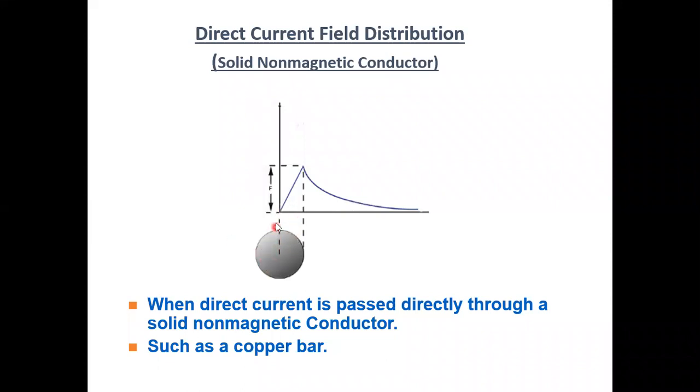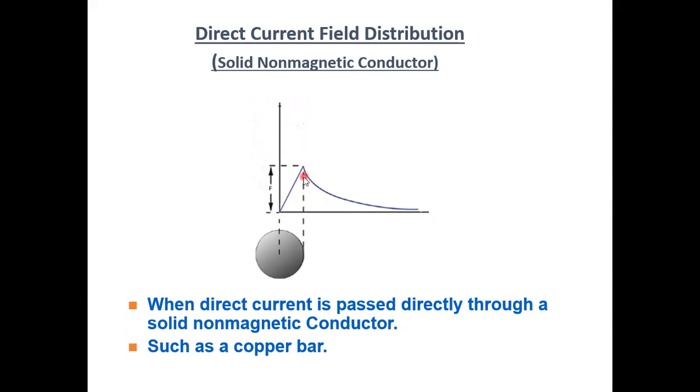Now this is the conductor. This horizontal axis represents the distance from the center of the conductor, and this vertical axis gives the magnetic field. Now see, if we are applying current to this non-magnetic conductor, then the magnetic field increases, we get the maximum, and then it comes down. That maximum field we get at the surface of the conductor. Means whenever we apply current to a non-magnetic conductor, the magnetic field will be maximum at the surface of the conductor.